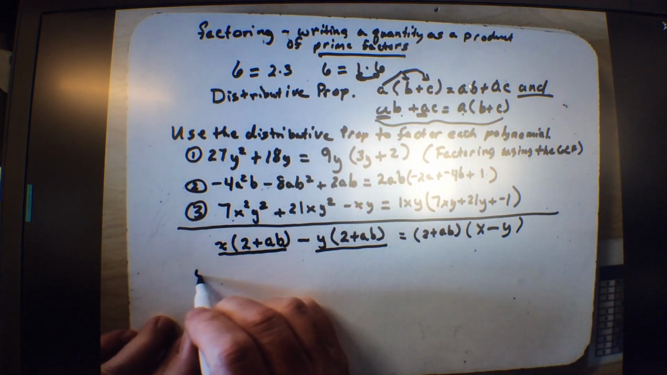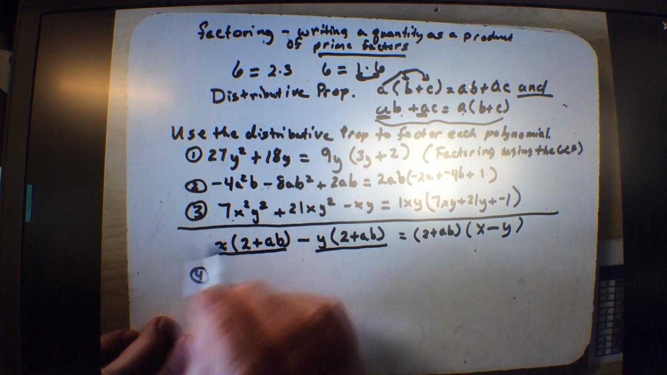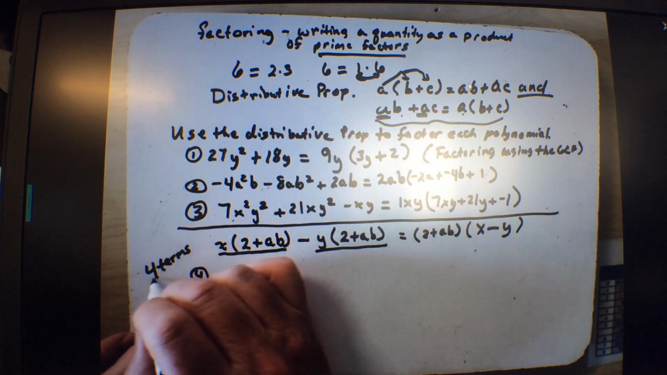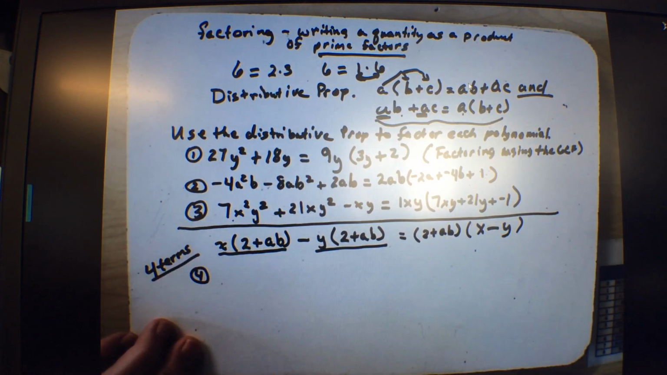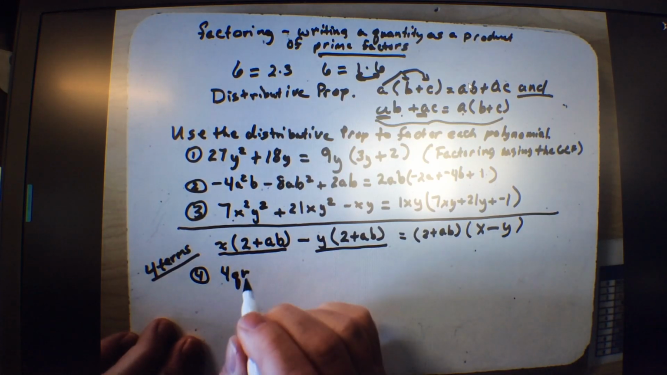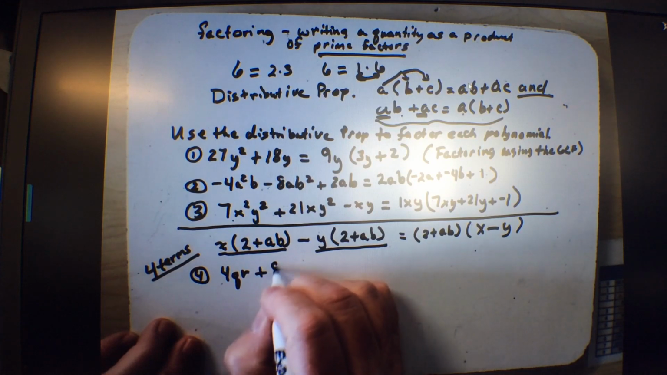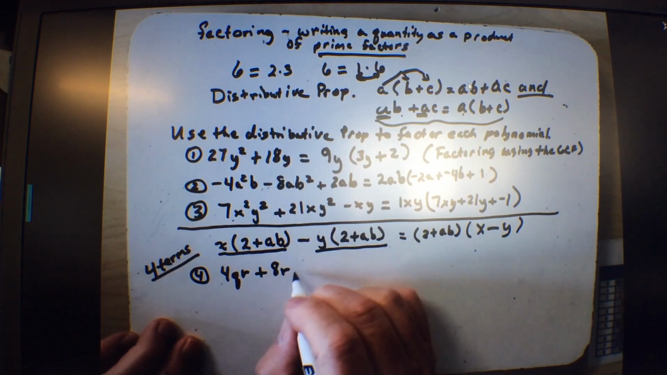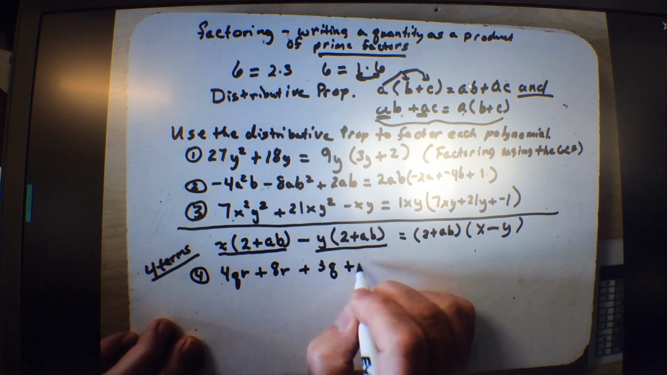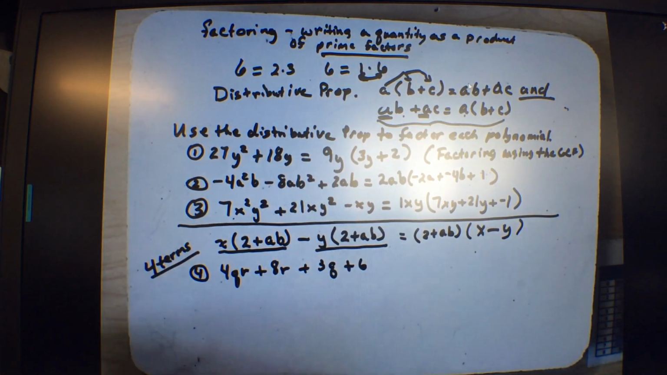All right, so going into that, take a look at this one, number 4. And this is where we do 4 terms. So off the right here, I'm going to start by saying 4 terms. You can recognize these because they have 4 terms. All right, let's do this one. 4QR plus 8R plus 3Q plus 6. All right, any questions about that?